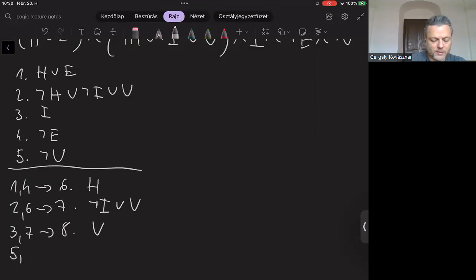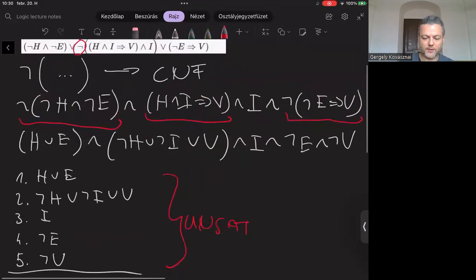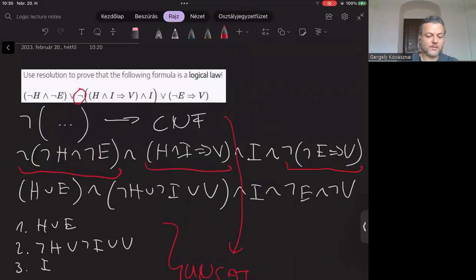We can pick clause number 5 and 8, V and not V, which generates the empty clause. So what does it mean? This means that this clause set here is unsatisfiable. And of course, this means that the negated formula here is also unsatisfiable. And it means, since this was the negation of the original formula, that the original formula is a logical law.